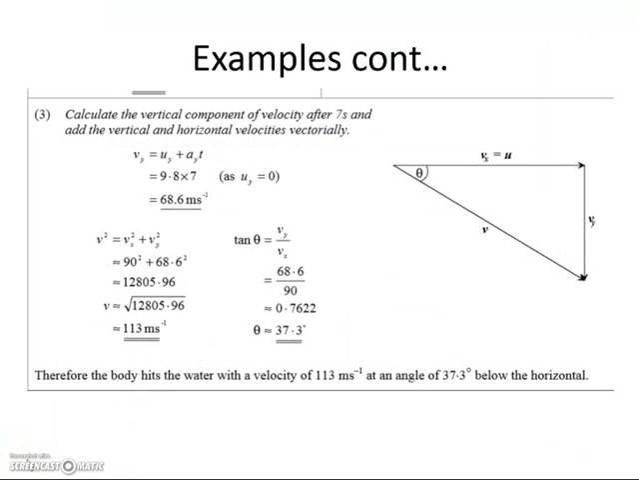Okay. So finally for that question we then have to calculate the final velocity. What I find handy to do here is to draw a diagram of what it will look like when it hits the ground. So we're trying to find this v here. Now this v is also going to have a vertical component and a horizontal component.